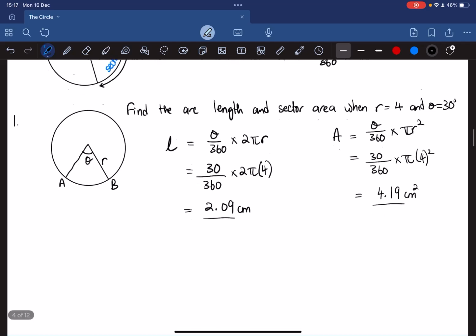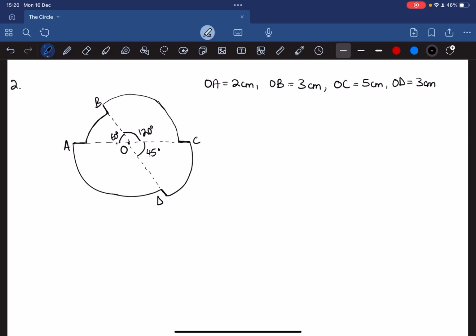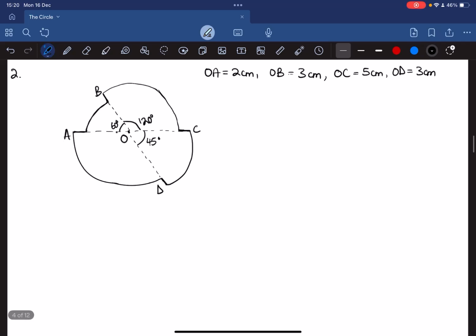Moving on to number 2, we have been given a diagram as the one I've drawn below, and we're told the parameters: OA is equal to 2 centimeters, OB is equal to 3 centimeters, OC is equal to 5 centimeters, and OD is equal to 3 centimeters. For all these sides, we are given the angles, and I'm going to rewrite this.